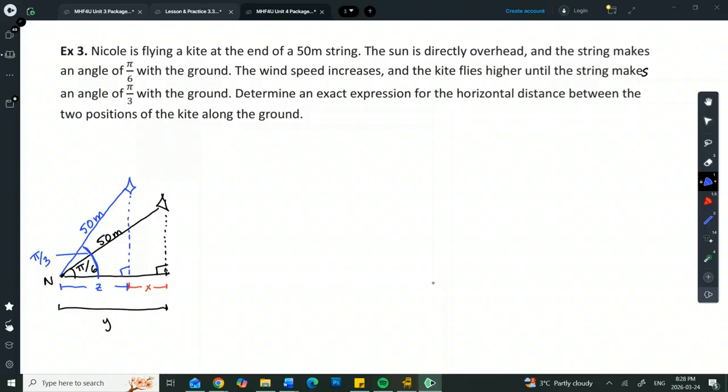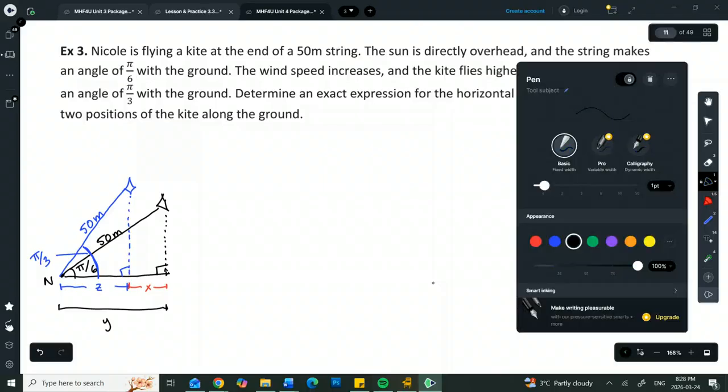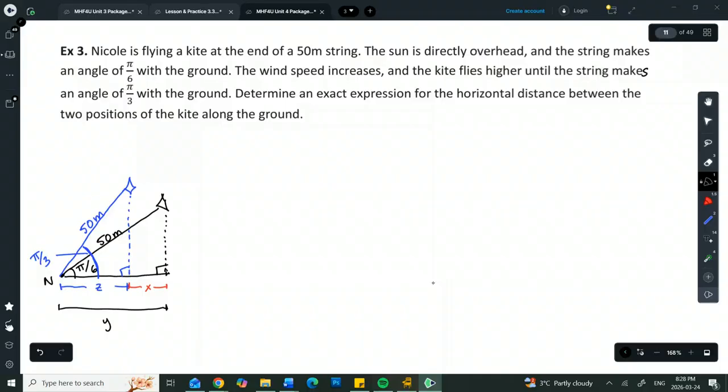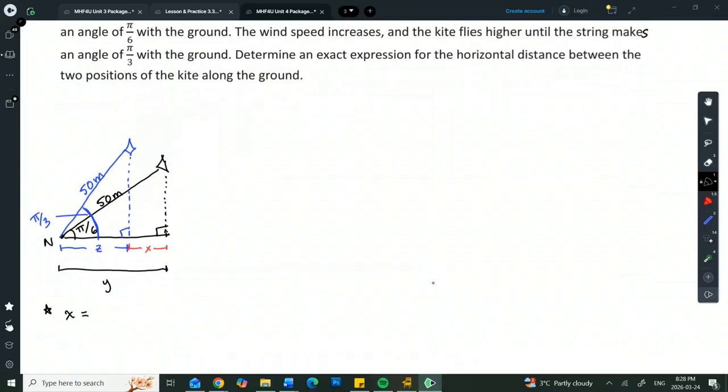All right, so there we have it. Let's think about maybe the relationship between x, y, and z. So ultimately what I want to solve here is what x is equal to. Of course, x is going to be equal to the longer length y minus that smaller length z. So y minus z is the goal of what I'm looking for in this question.